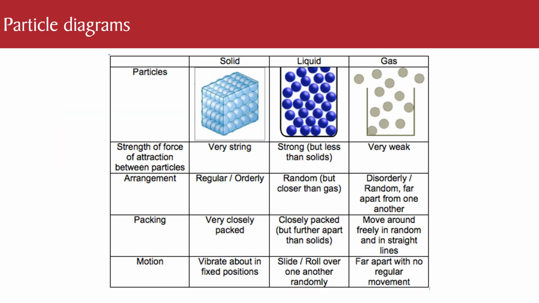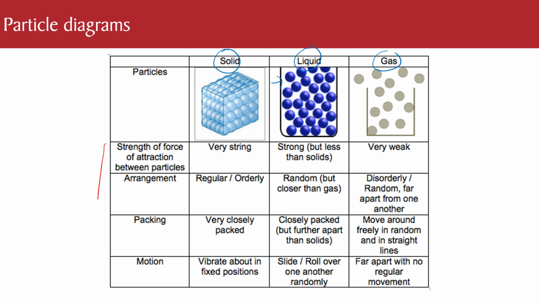Now, particles. There's all sorts of different tables and things like that you can come up with all about particles. So this is the one that I tend to use. We've got solids, liquids, and gases. What you can see is that the particles in a solid are all in nice, even rows, all nicely compacted together. Liquid, they are still close together, but there are gaps appearing in between each one. And then with a gas, the particles are all over the place.